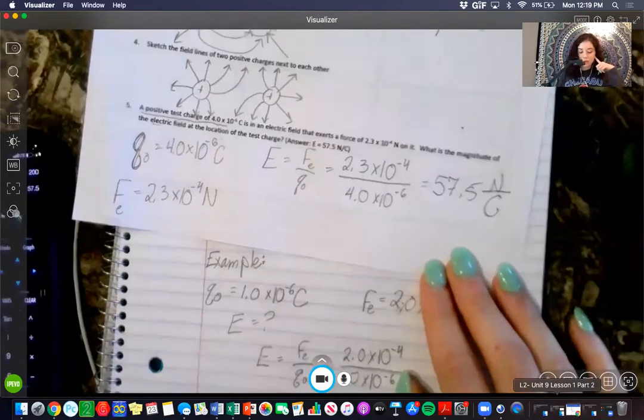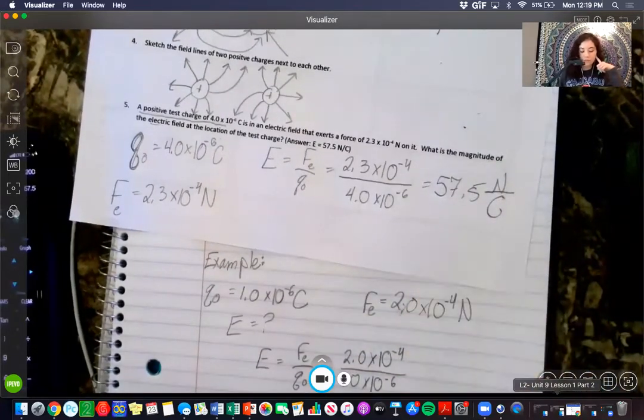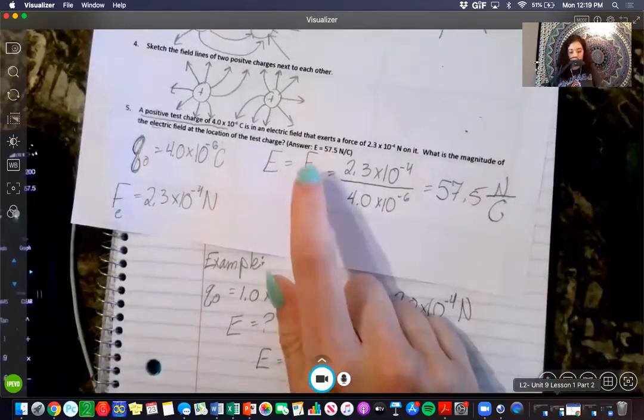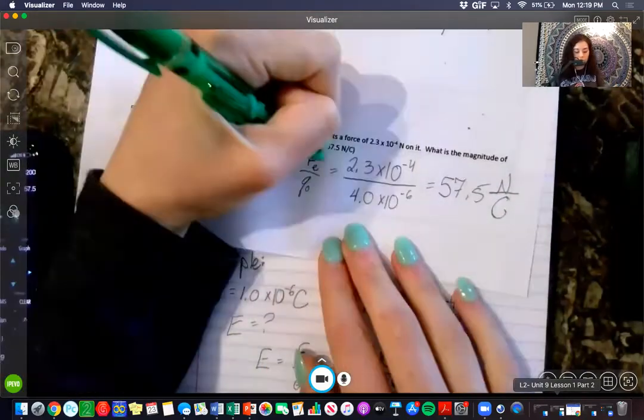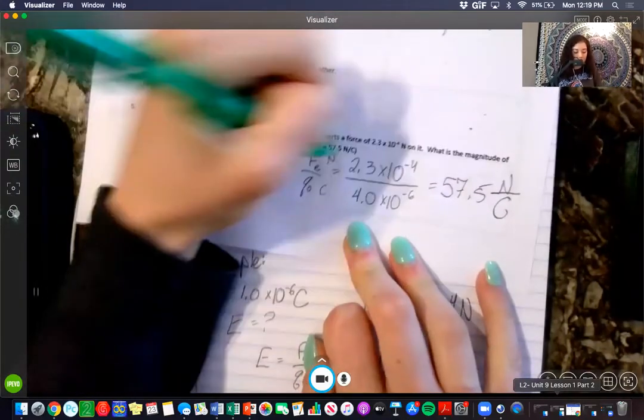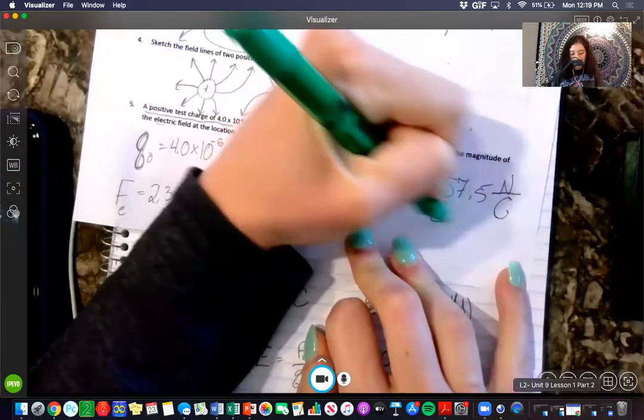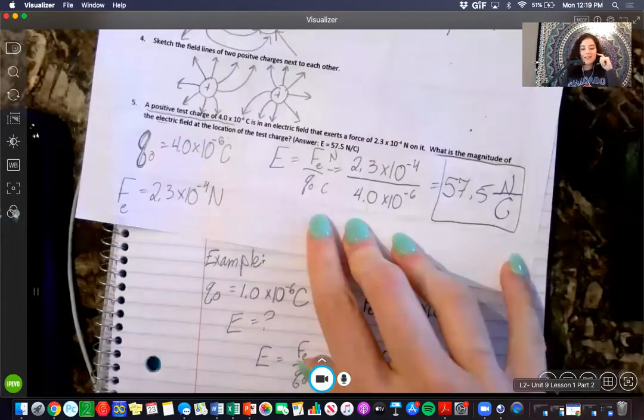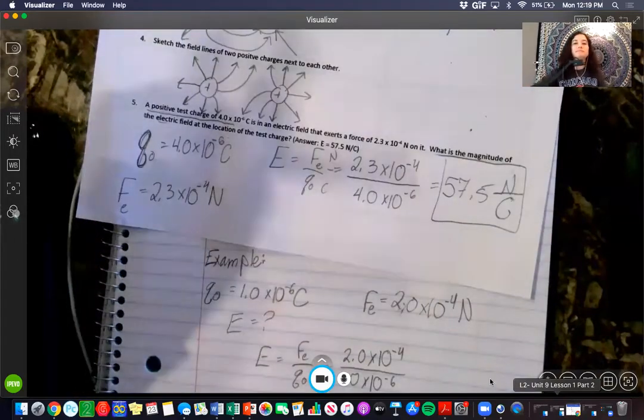Okay, so if you forget about your units, just remember, what do we measure force in? Newtons. What do we measure charge in? Coulombs. We keep those units the same all the way at the end. All right, easy peasy.